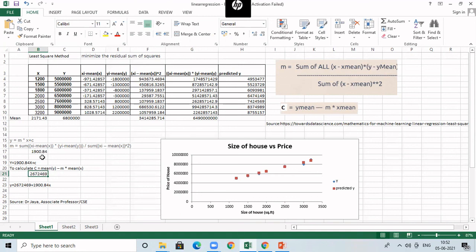And once you get the two parameters m and c, you can develop the equation for the straight line. That is nothing but y is equal to mx plus c. Okay, m is 1900.84, so that multiplied by x plus c is this particular value. So this is my equation. I have learned this equation. Once I learn this equation, I can give any new value as input and I can predict the value.